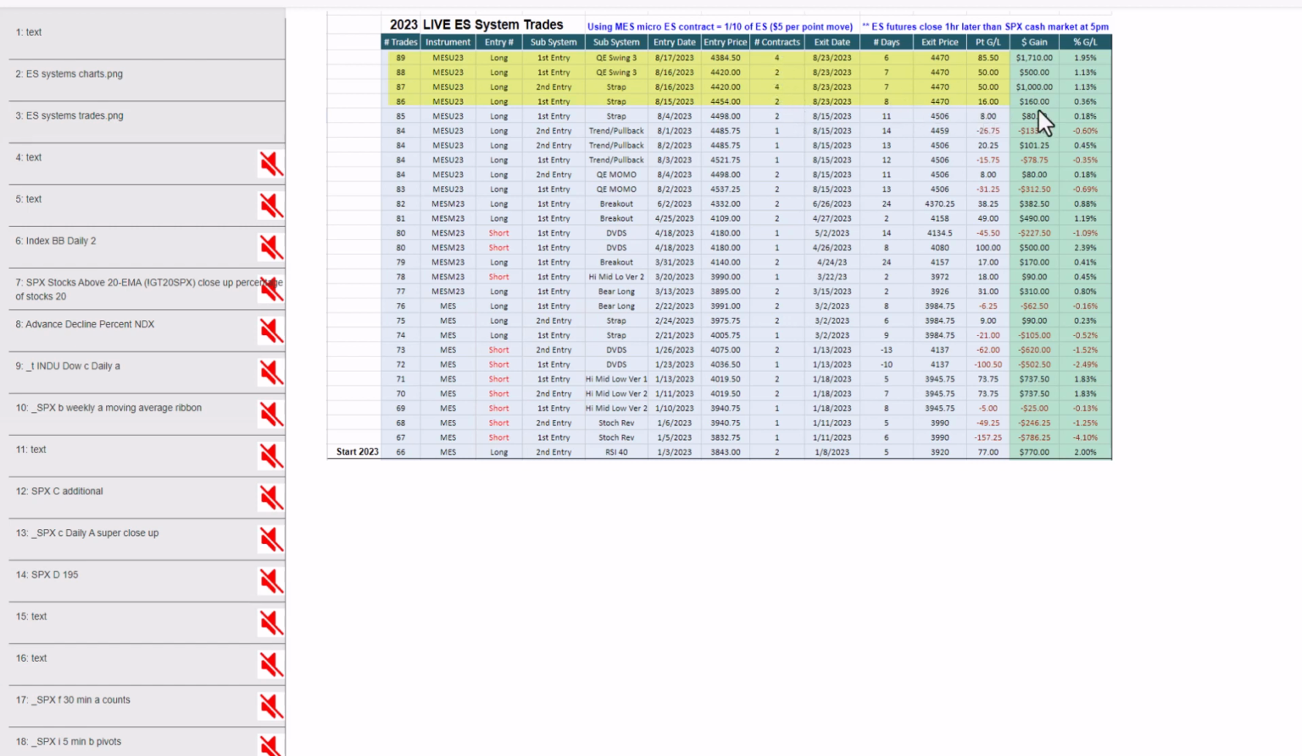But you can see the first entry for the S-Trap, even though it was quite early, still made about $160. Second entry made $1,000. First entry for the QE Swing made $500. Second entry made $1,700. So think about it, guys. If you did these trades, you'd have paid for a subscription to Breakpoint Trades for years. Subscriptions cost about $600 a year, $300 for 6 months.